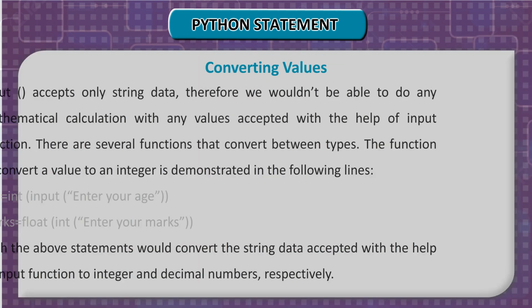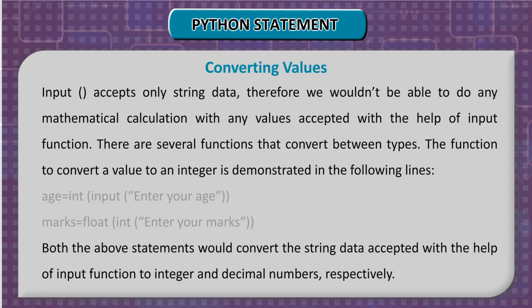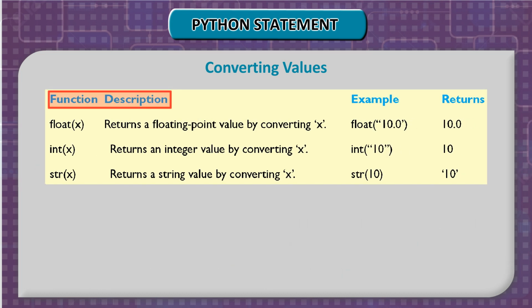Converting values. Input accepts only string data, therefore we wouldn't be able to do any mathematical calculation with values accepted with the help of the input function. There are several functions that convert between types. The function to convert a value to an integer is demonstrated in the following lines. Input: enter your age, marks = float(input(enter your marks)). Both the above statements convert the string data accepted with the help of the input function to integer and decimal numbers, respectively.